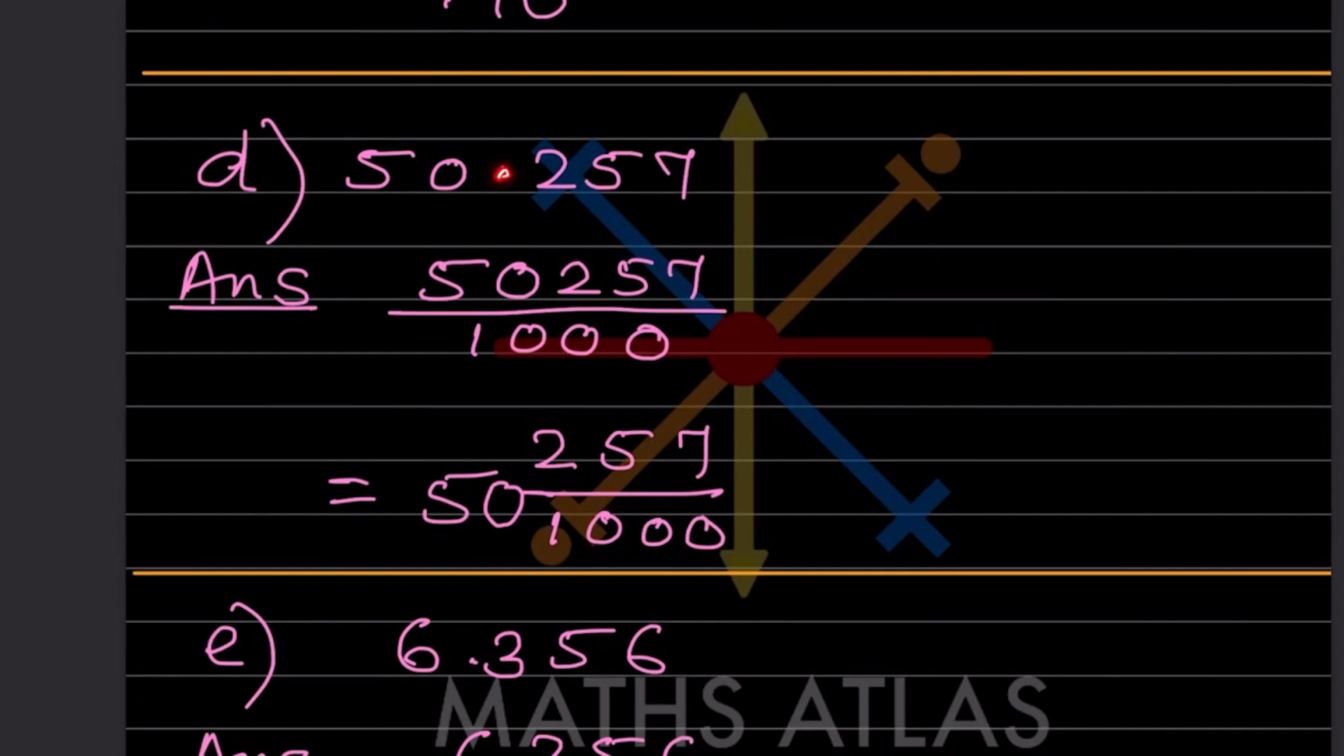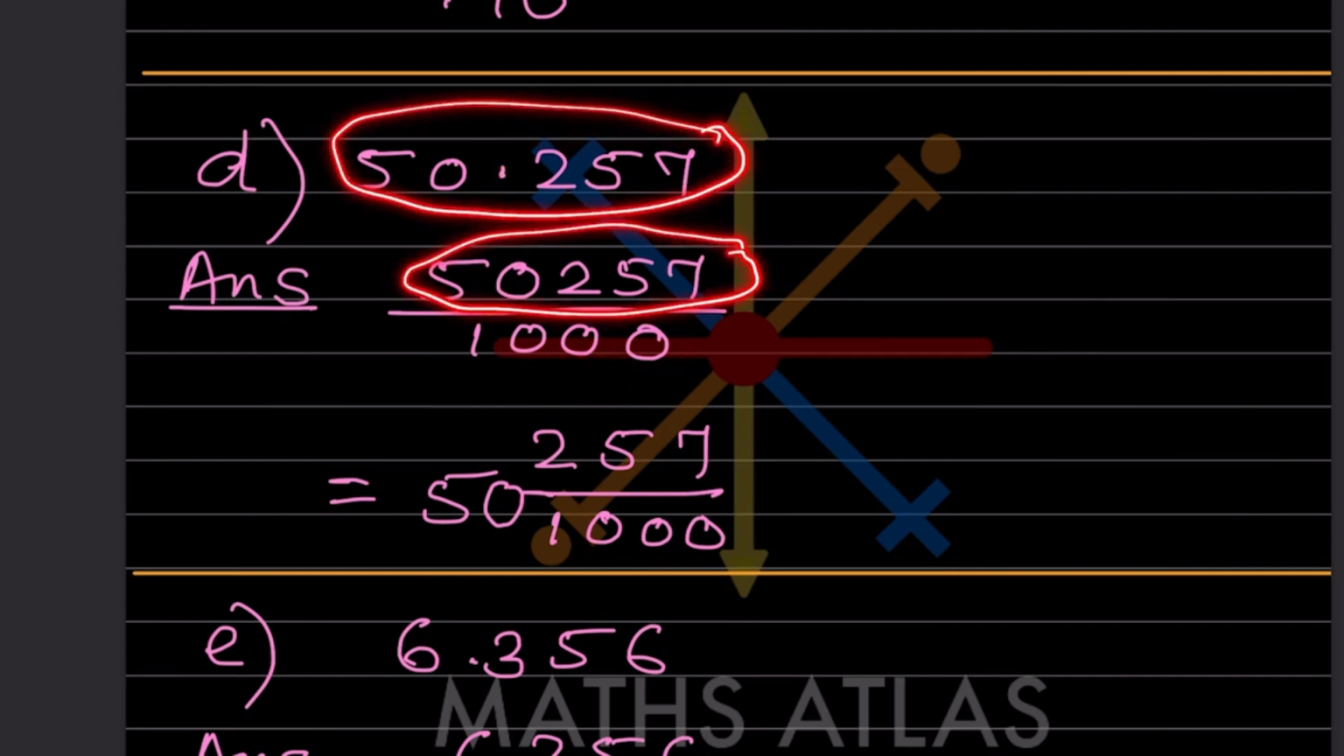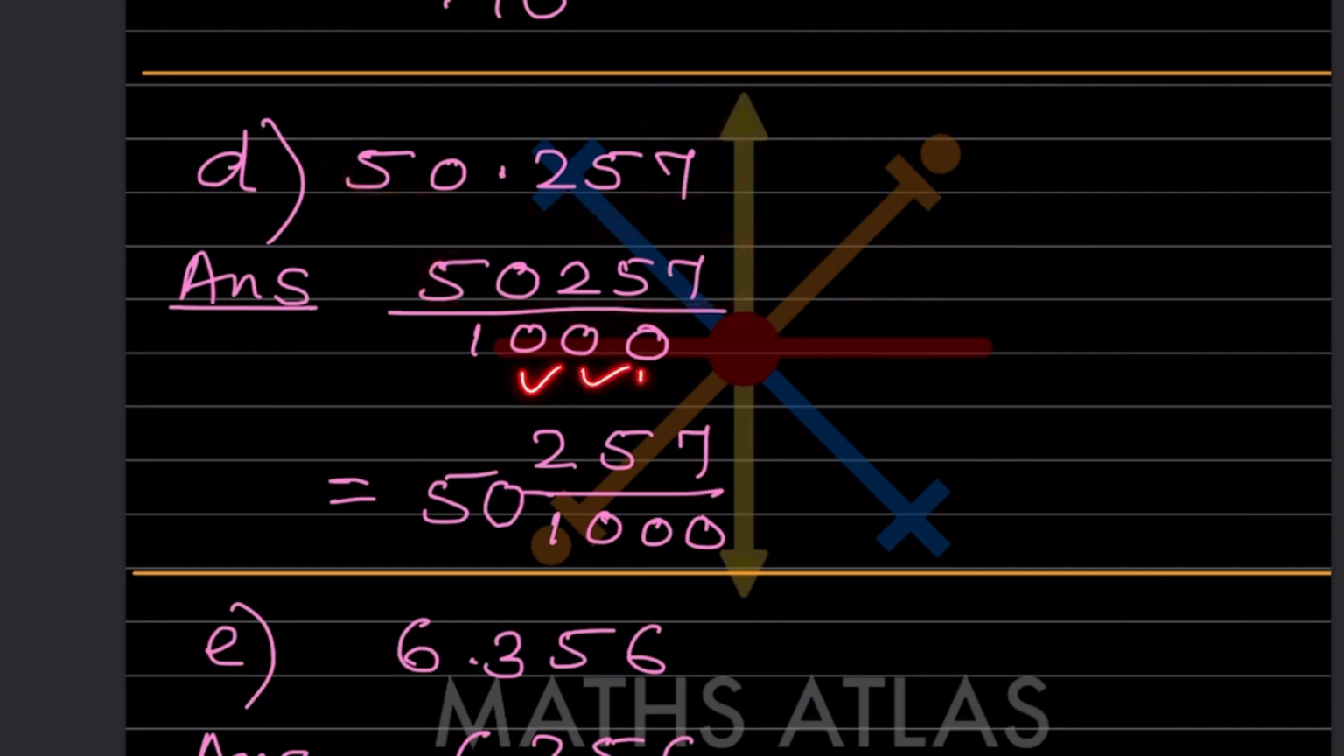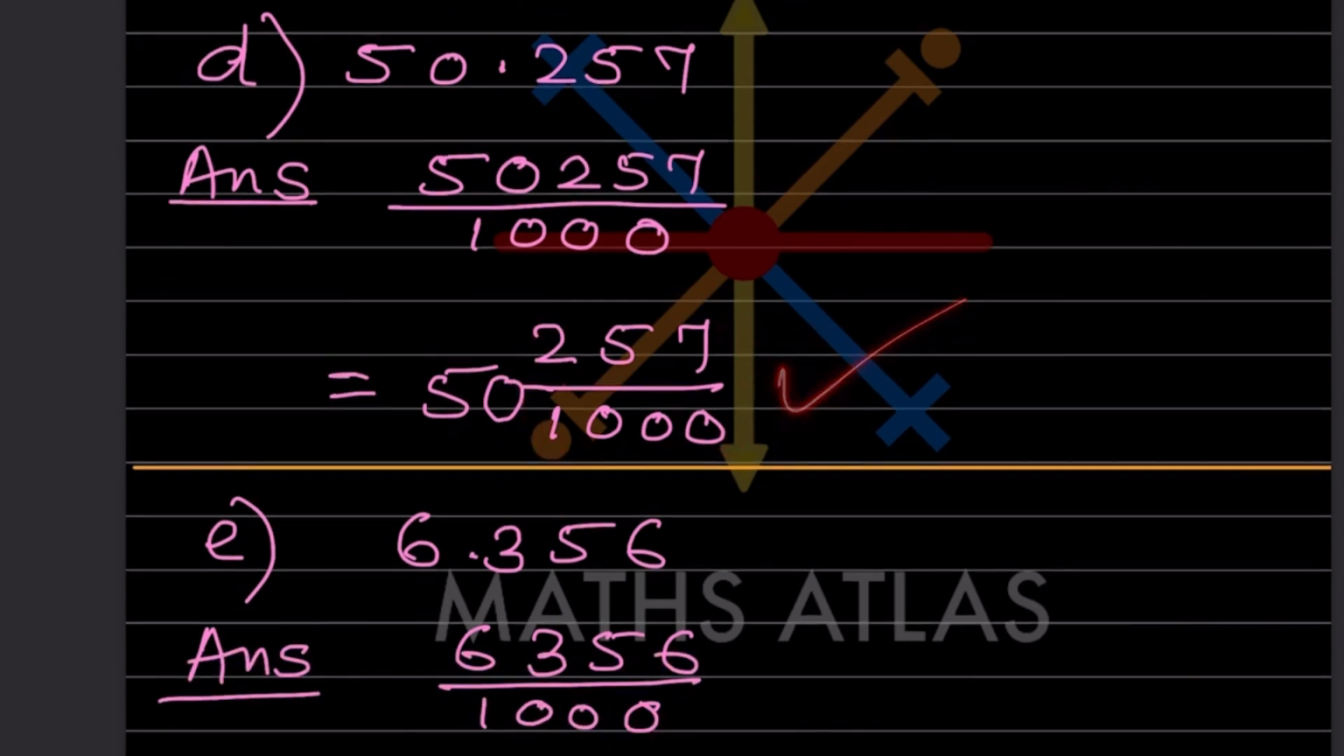Again now look here, after the point there are 3 numbers. 3 numbers means 3 zeros. So first we will write this all without a decimal and then we are going to put 3 zeros here. One will be as it is. So again when we divide this one, you can divide and see this number. We get 50 integers, 257 by 100. This we cannot simplify further. So the answer is this.